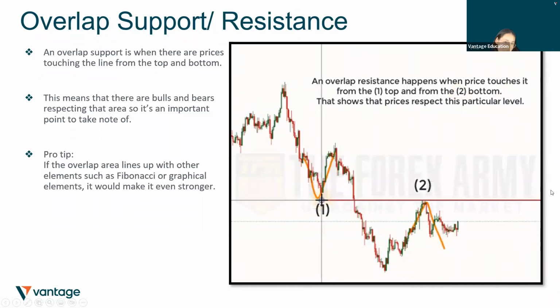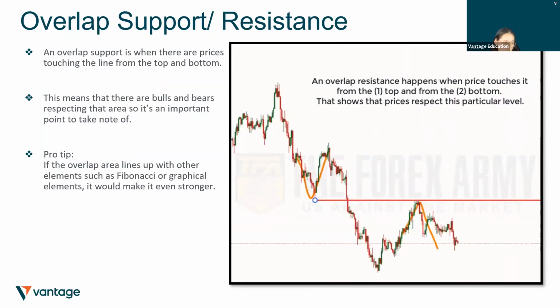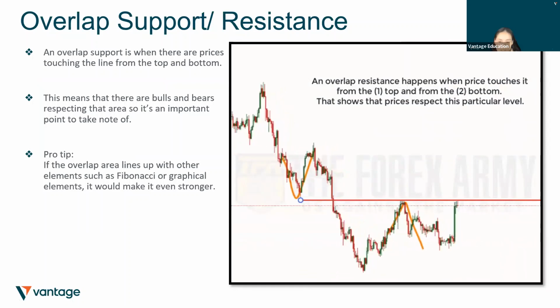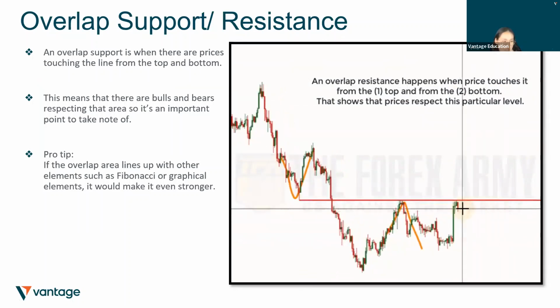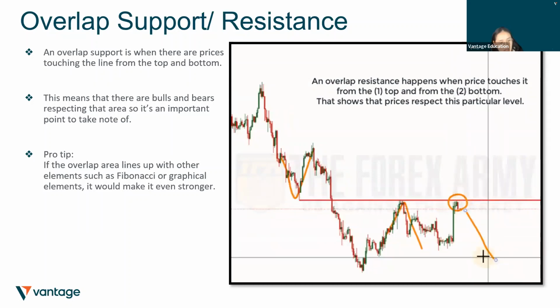So similarly with the previous support, pullback support, if it lines up together with other elements such as your Fibonacci or your other graphical elements, then it makes your analysis even more accurate.